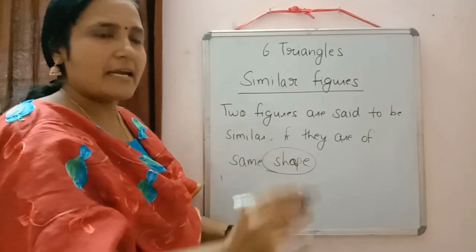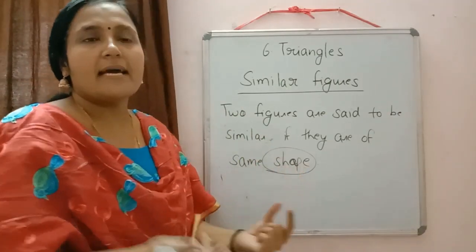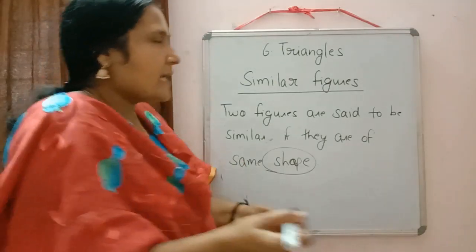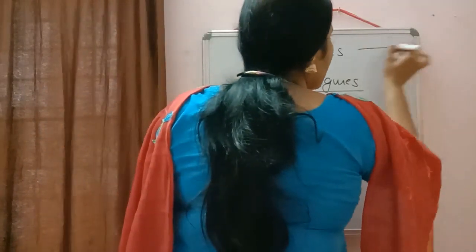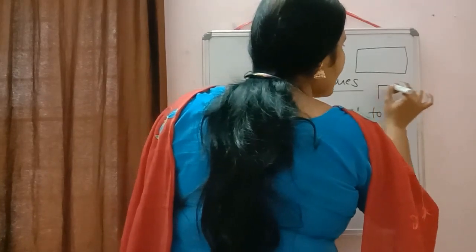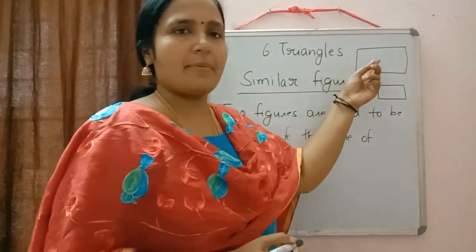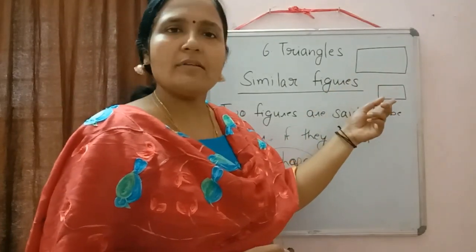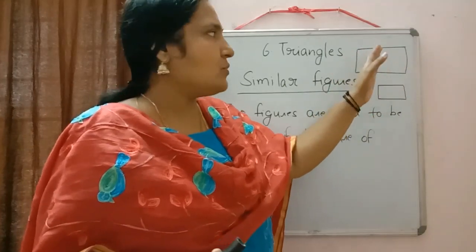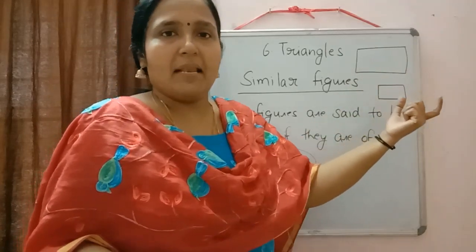So, for similar figures, the figures should have the same shape. For example, I have drawn a rectangle in this way, and another small rectangle. What is the shape? This one is a rectangle, and this one also is a rectangle. So two rectangles of different length and breadth are called similar figures.